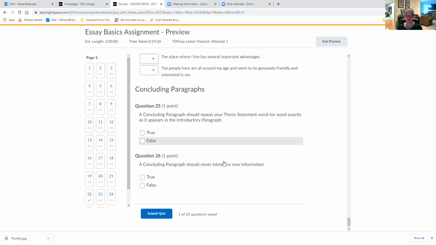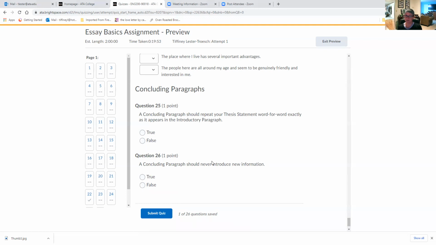And then the last 2 questions are on concluding paragraphs. Both are true or false questions, pretty easy. But you can see how all of these questions go directly with the lessons from week 1 and mostly week 2. You need to know about thesis statements. You need to know about introductory paragraphs. You need to know everything about body paragraphs. And you need to know about concluding paragraphs.